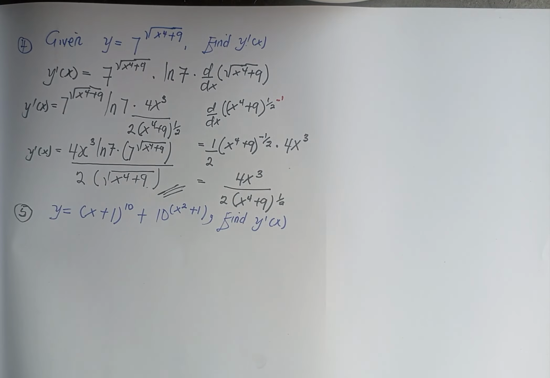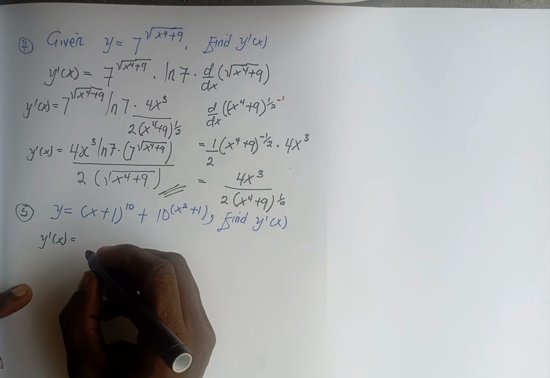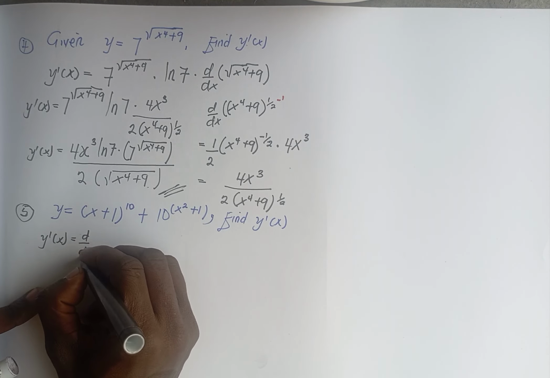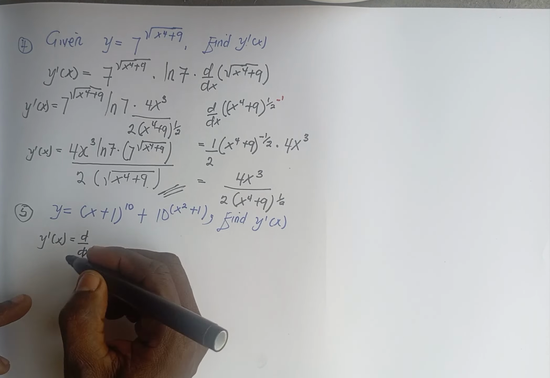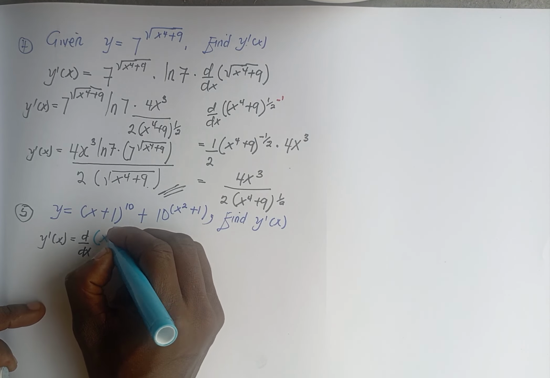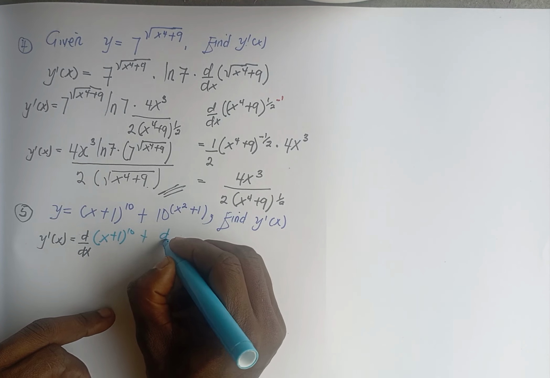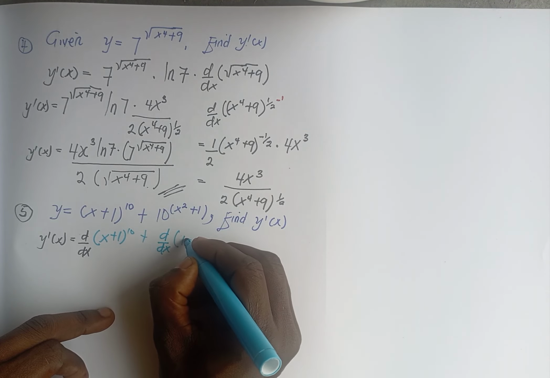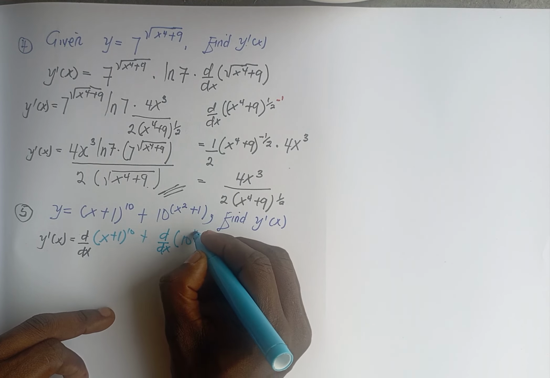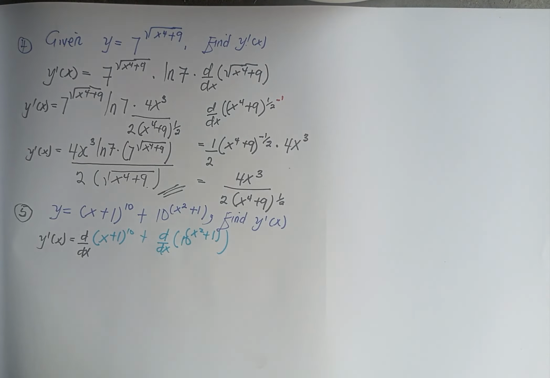We know that our y prime at x, which is the derivative, is going to be, we differentiate x plus 1 raised to the power 10 plus, we take the derivative of 10 power x squared plus 1. So this is what we are going to do. So we differentiate them term-wise. I believe you are following.